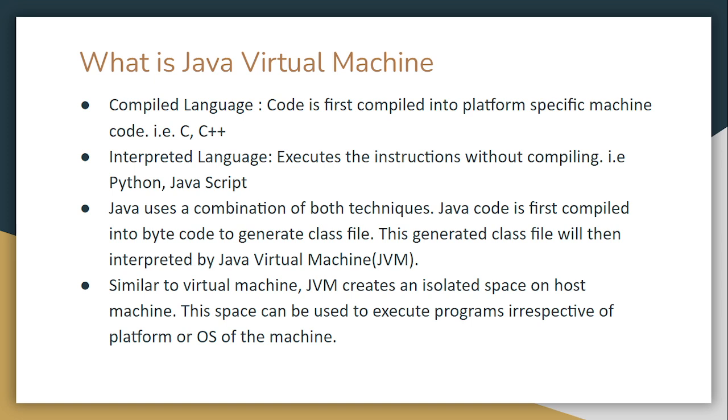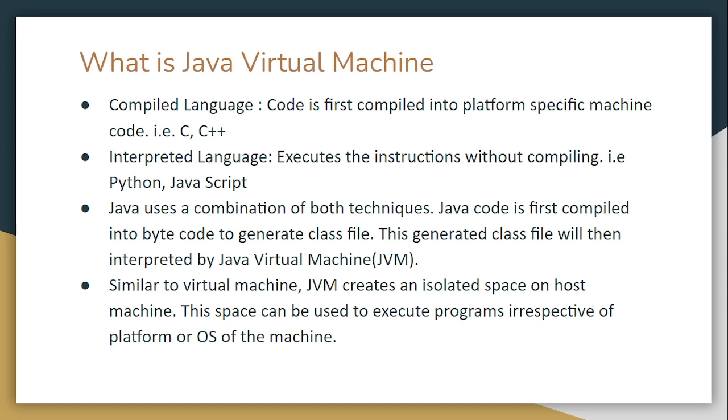So what is Java virtual machine? But before that, let's understand two concepts: compiled language and interpreted language. A compiled language is first compiled into platform specific machine code, like C, C++. An interpreted language executes the instructions without compiling, like Python, JavaScript. So, Java uses a combination of both techniques.